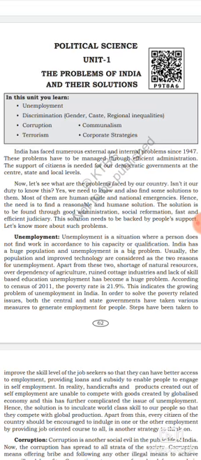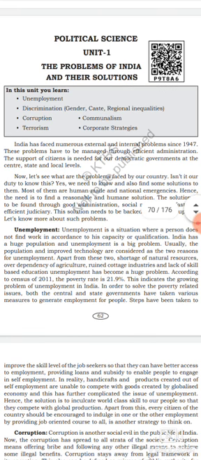Listen, dear students. India has faced numerous external and internal problems since 1947. These problems have to be managed through efficient administration. The support of citizens is needed for our democratic government at the center, state, and local levels. Since 1947, our country is facing a number of problems, internal or external. Got it?